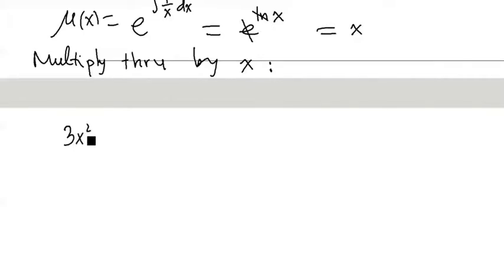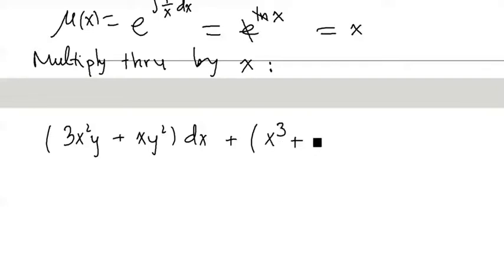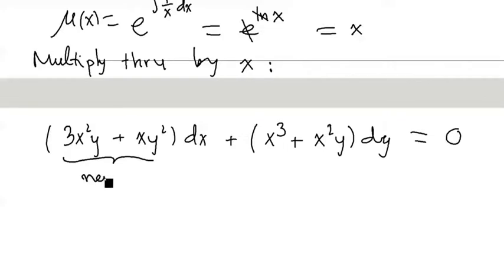3x squared y plus xy squared dx. And then we have x cubed plus x squared y dy equal to 0 times x is 0. Now, this is our new M. This is new N.